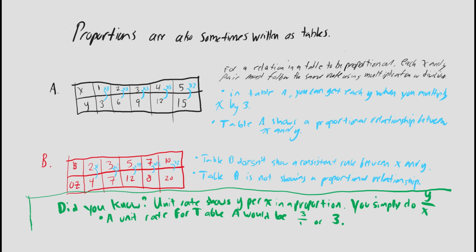One other thing to note is that if you do that y divided by x, that finds you the unit rate. So in that case, if you look at the top one that's proportional, if you divide y by x for each of them, it equals 3. So 3 is considered the unit rate.